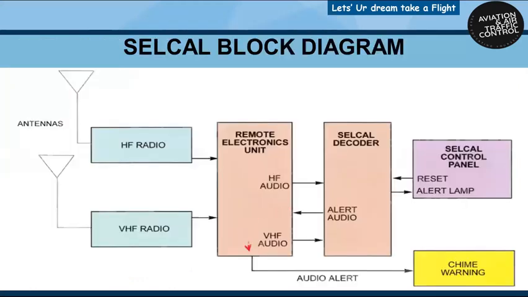Airborne HF-VHF antennas are connected to the aircraft remote electronic unit. This will send the signal to the Selcal decoder. When a Selcal decoder on an aircraft receives a signal containing its own assigned Selcal code, it alerts the aircraft crew by sounding a chime, activating a light, or both. The pilot resets Selcal to enable the next alert in the system.